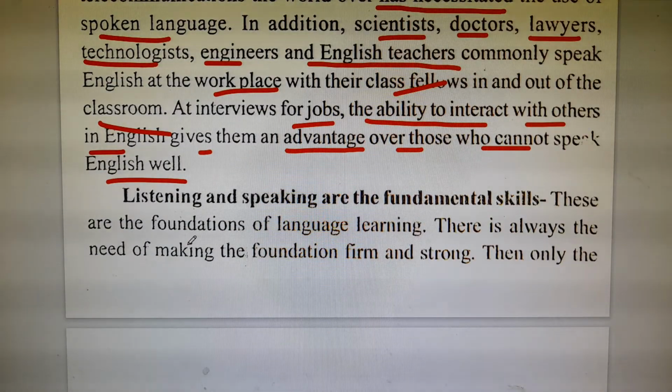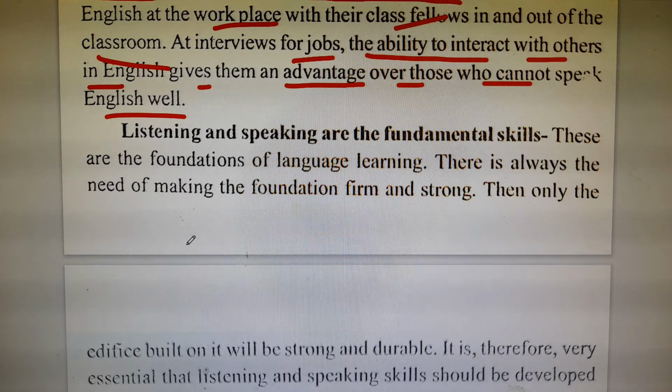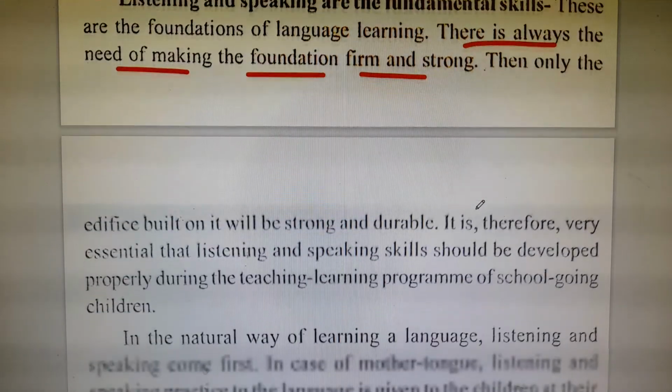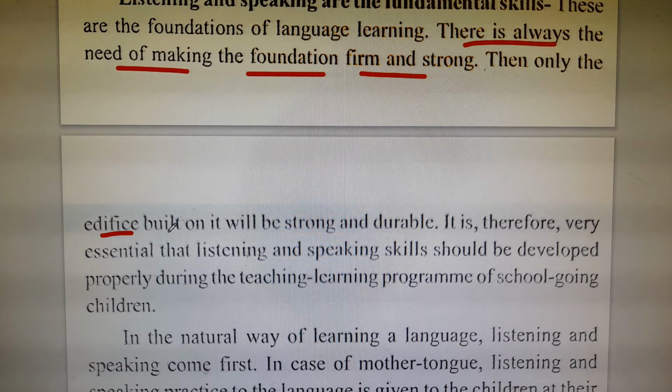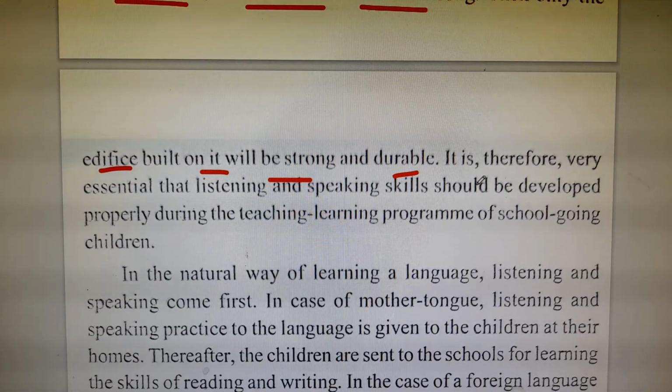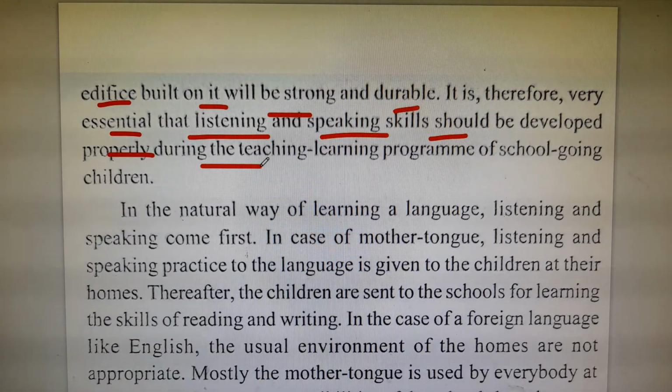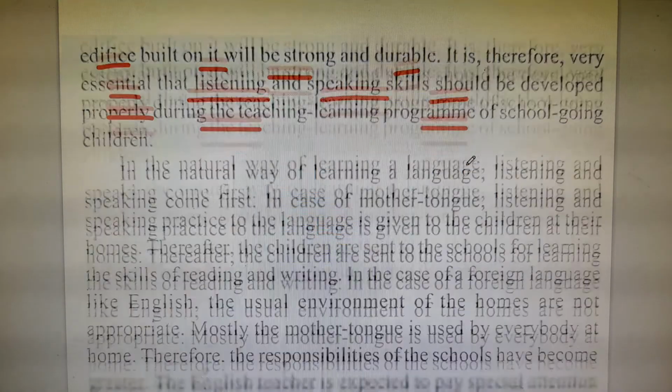Listening and speaking are the fundamental skills. These are the foundations of language learning. There is always a need of making the foundation firm and strong. Then only the edifice built on it will be strong and durable. It is therefore very essential that listening and speaking skills should be developed properly during the teaching learning program of school going children.